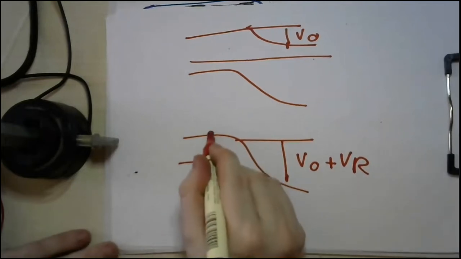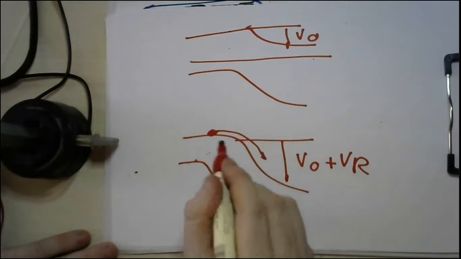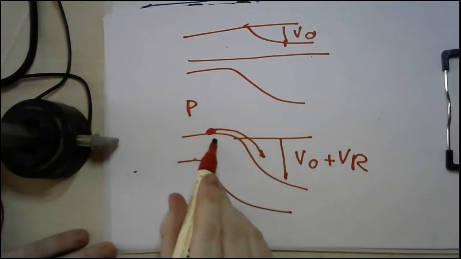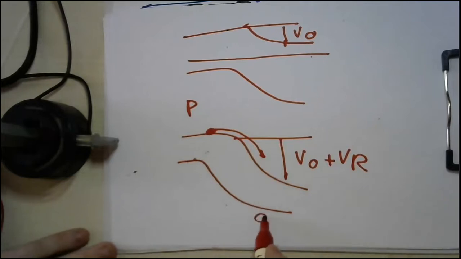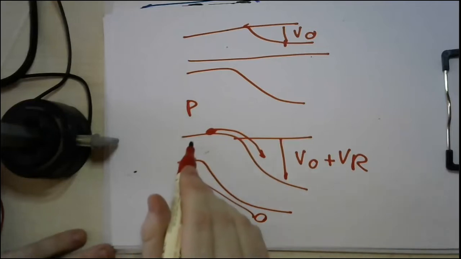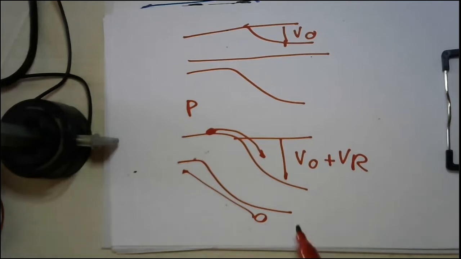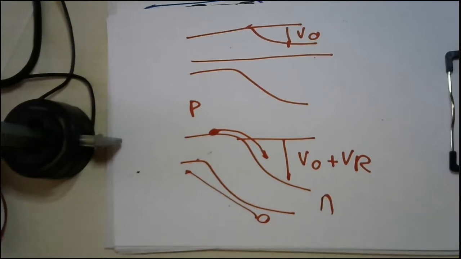So more minority carriers will go from the P side, and the electrons here are minority. So more minority carriers are going here, and more minority carriers are going there. That simply means that you are taking electrons from a place where the number of electrons is very, very small. So it will be hardly a factor. And you are now taking holes from the place, which is the N place, where the number of holes is very small. So this number will be a factor.